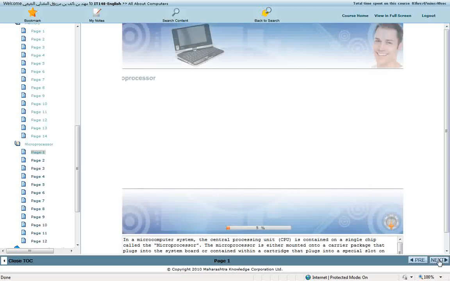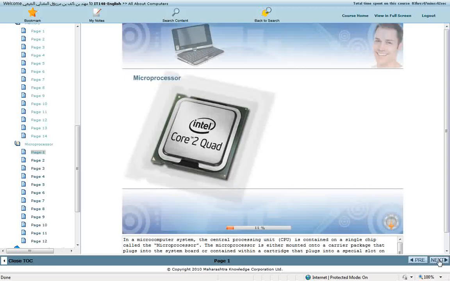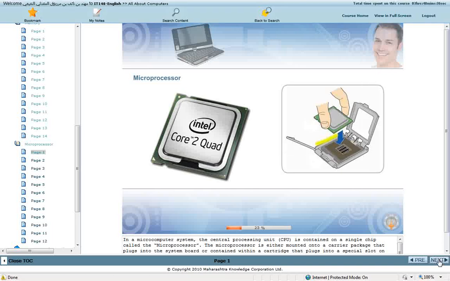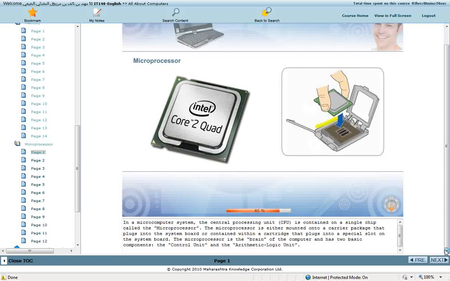In a microcomputer system, the central processing unit, CPU, is contained on a single chip called the microprocessor. The microprocessor is either mounted onto a carrier package that plugs into the system board or contained within a cartridge that plugs into a special slot on the system board. The microprocessor is the brain of the computer and has two basic components, the control unit and the arithmetic logic unit.